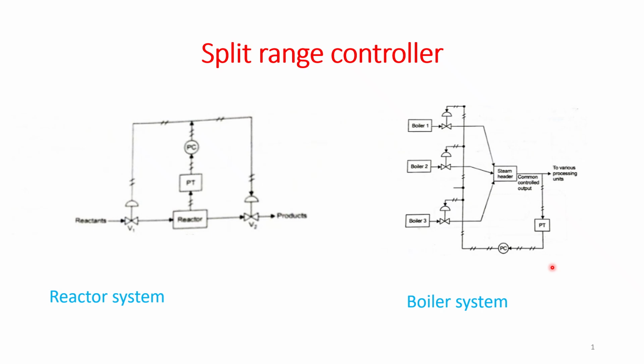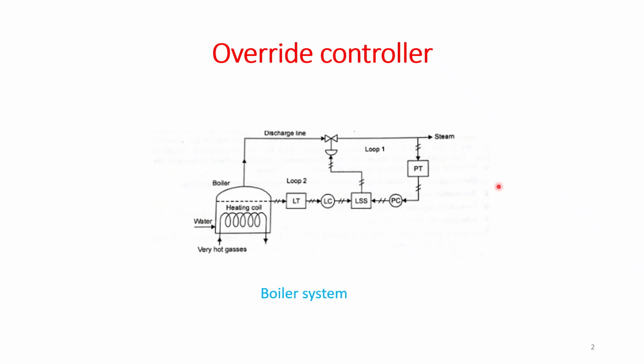Now what is a split range controller? It is a controller that, at the same time, gives instruction to many final control elements. That means a controller that can control more than one final control element at the same time is known as a split range controller. Let's take another advanced control system, that is the override controller.